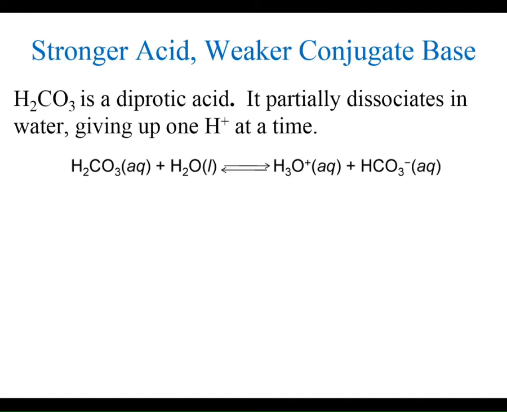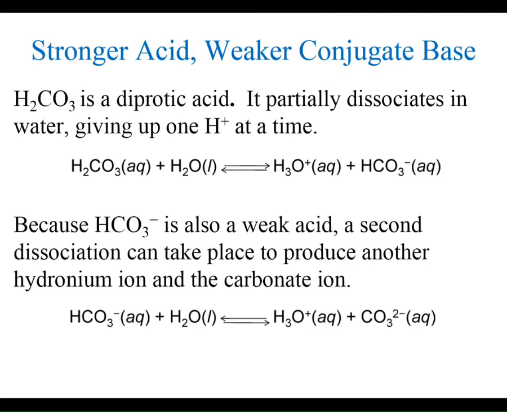Why is it diprotic? Two protons, two H's. So, it's not one of our six strong acids, right? Correct. So it must be weak. So it's going to release one H+ to make a hydronium and bicarbonate. Well, bicarbonate still has another H+ to give, so it can do it a second time, and then bicarbonate can give an H+ and become hydronium and carbonate.